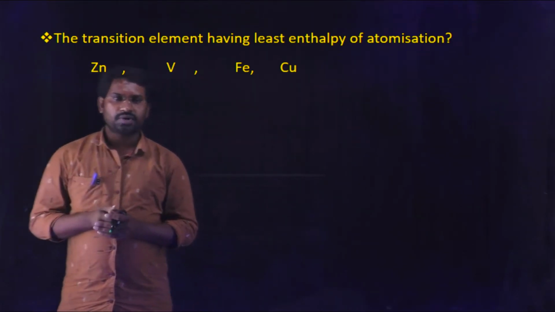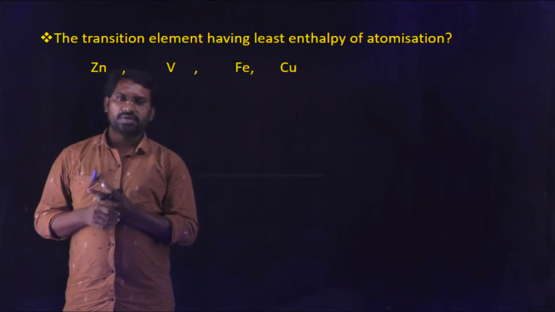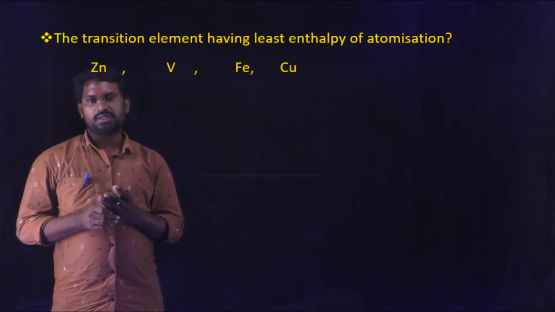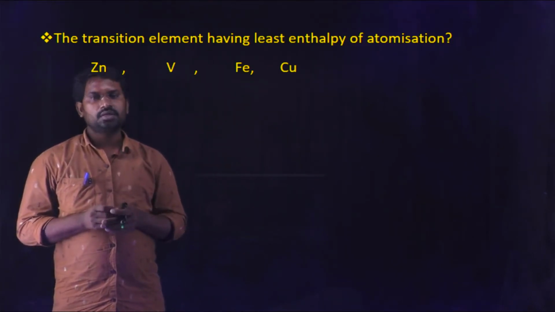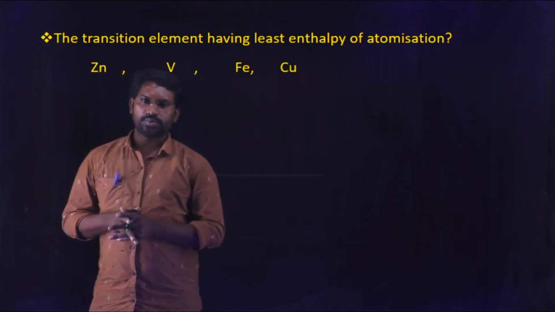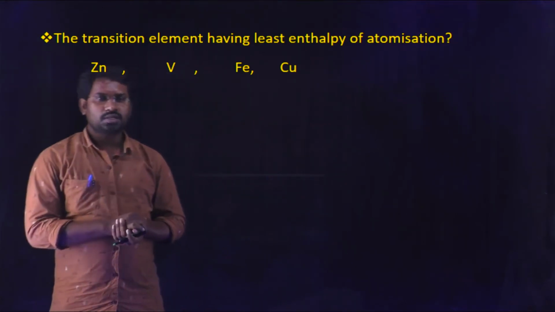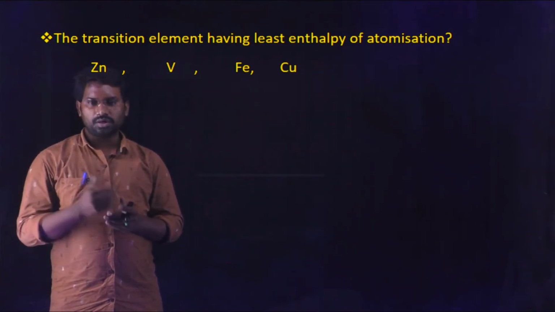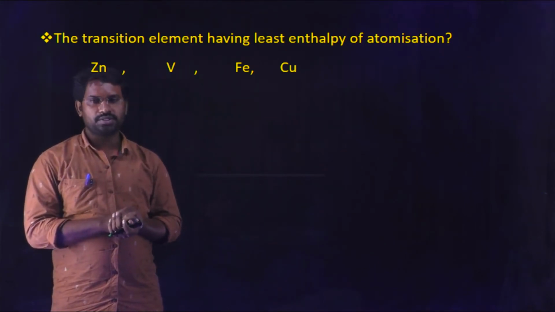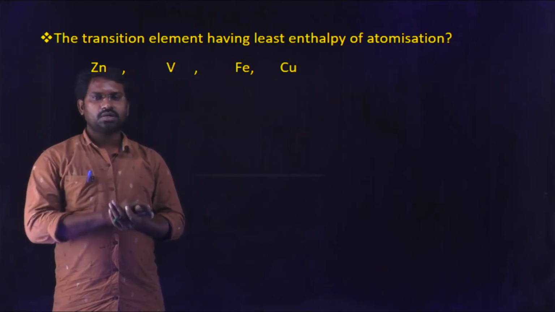So what is the meaning of enthalpy of atomization? The enthalpy means heat energy, the amount of energy required when the given molecule is dissociated into individual neutral atoms. That is known as enthalpy of atomization. In the 3d, 4d, 5d series elements, the enthalpy of atomization initially increases and in the middle it remains constant. We already learned about that.